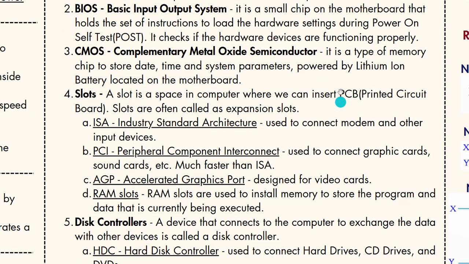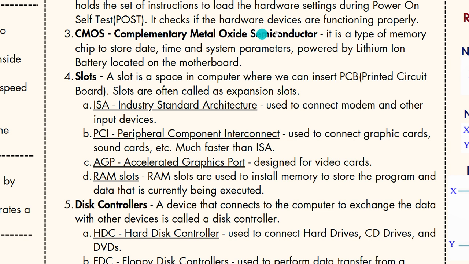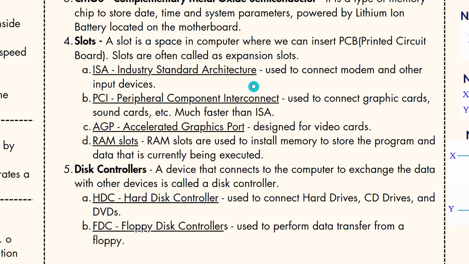Then coming to CMOS, which is complementary metal oxide semiconductor. Again, full form is important. It is a type of memory chip to store date, time, and system parameters, powered by a lithium ion battery located on the motherboard itself. Right? Now coming to slots.